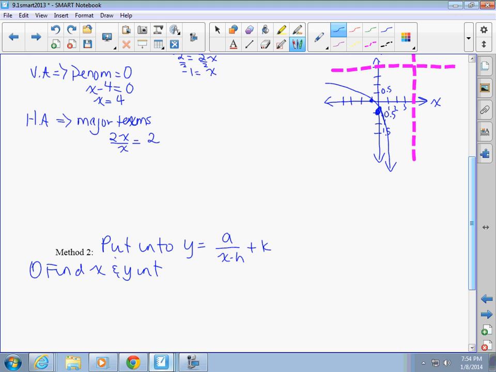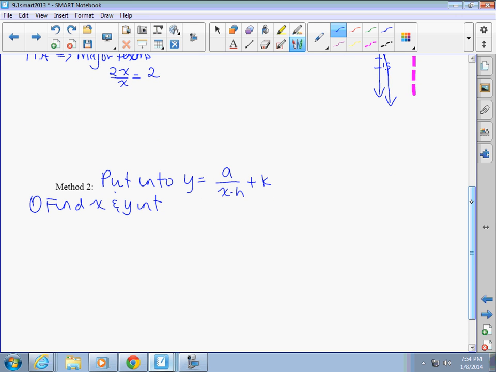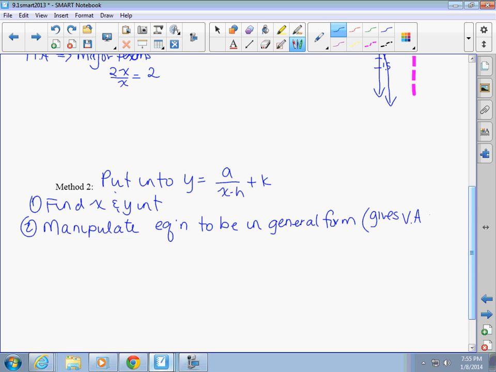Then your second step is we need to do a manipulation, and this is a little bit tricky. It takes some practice. So we want to manipulate that equation so it's in the general form y is equal to a over x minus h plus k, because this then will give me my vertical asymptote and horizontal asymptote. So that's why we want to do that.